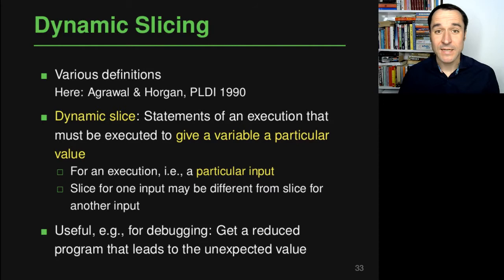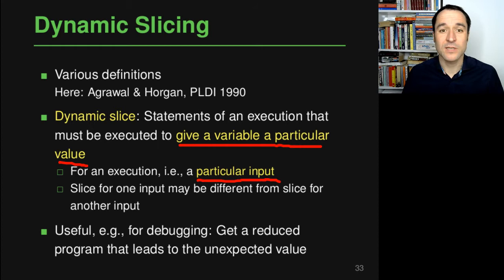So as for static slicing, there is, of course, more than one way how you can do dynamic slicing. The one that we focus on here is based on a paper from 1990, which defines dynamic slicing as the problem of finding those statements that are triggered during an execution that must be executed in order to give a variable a particular value. So that means we look at a particular execution, which means we look at an execution driven by one particular value.